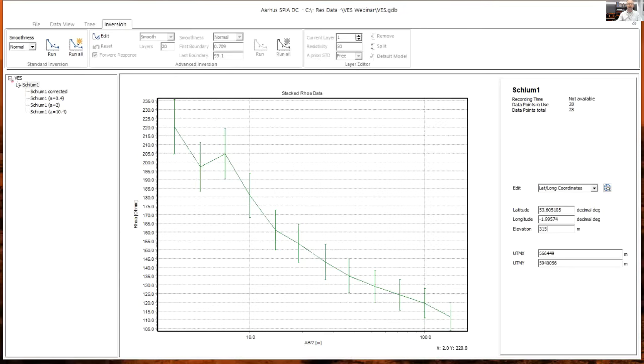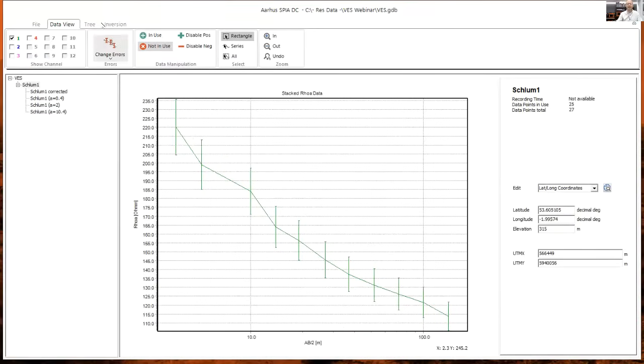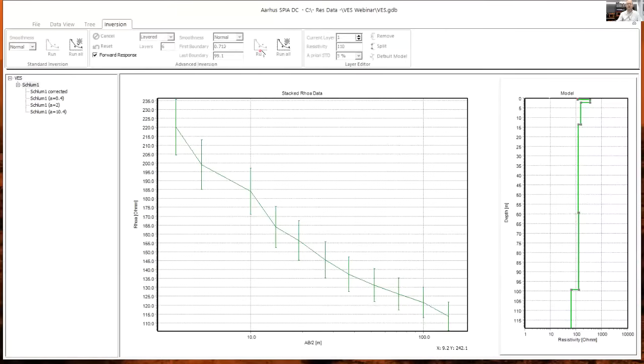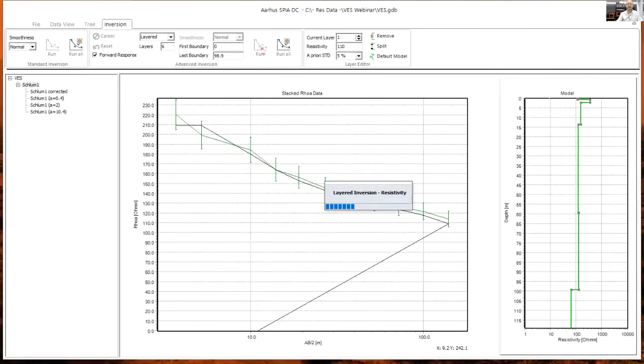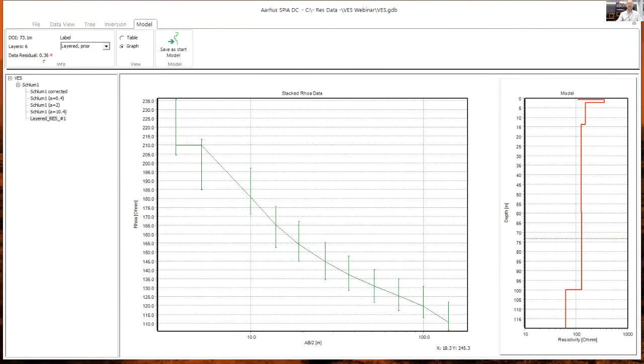If I wanted to, before I run the inversion, I can actually take out data points if I don't trust them. So I can say, not in use. So that won't be taken forward for inversion. And then I can just say run. And this will then produce me a model of resistivity against depth and give me a residual, which in this case is a value of 0.36, and also show me a depth of investigation. So that green line tells me where the model stops being reliable. And that is based on the conductivity of the material above and the signal strength that we've got.